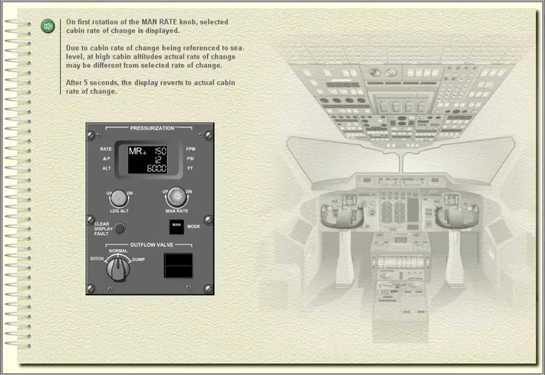On first rotation of the manual rate knob, selected cabin rate of change is displayed. Due to cabin rate of change being referenced to sea level, at high cabin altitudes, actual rate of change may be different from selected rate of change. After 5 seconds, the display reverts to actual cabin rate of change.